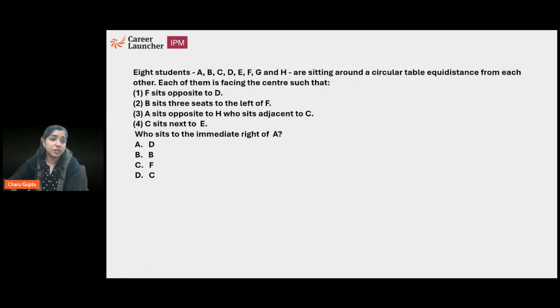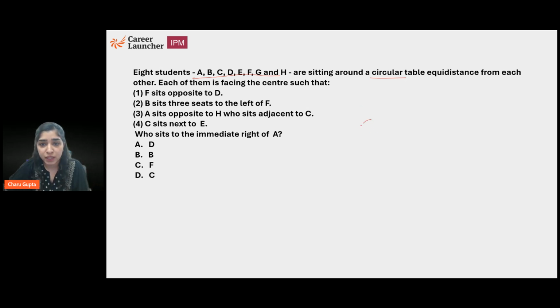Okay, this is circular arrangement. 8 students A, B, C, D, E, F, G, and H are sitting around a circular table equidistant from each other. Each of them is facing the center such that F sits opposite to D. B sits 3 seats to the left of F. A sits opposite to H, who sits adjacent to C. C sits next to E, who sits to the immediate right of A.